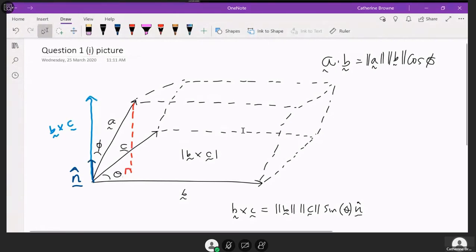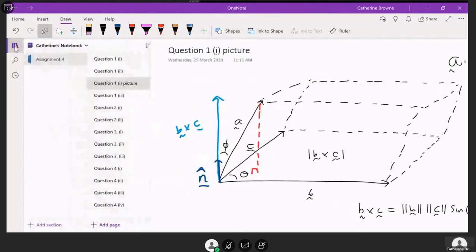And if you look at the formulas here, you can kind of see that. And then if you think about how to find the volume of such a shape, if you knew the side lengths and the angles between them. Okay, I'm going to move on. No one has any questions.